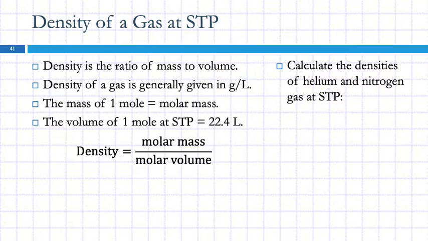So let's calculate the densities for helium and nitrogen. So the density for helium is going to be the molar mass of helium, 4.003 grams, divided by the molar volume, 22.4 liters.